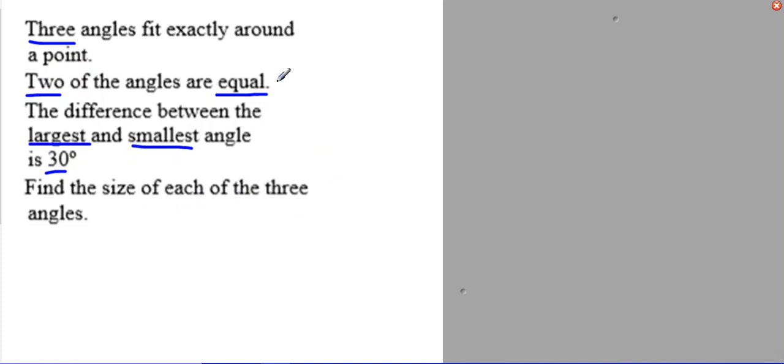So we know that 2 of the angles are equal. So you are only going to have 2 numbers. So you need 2 numbers that have a difference of 30 degrees, but all 3 of them add together to make 360. Okay? Because they're fitting exactly around a point, and we all know that angles around a point equal 360 degrees. Pause the video now and have a go at this one.